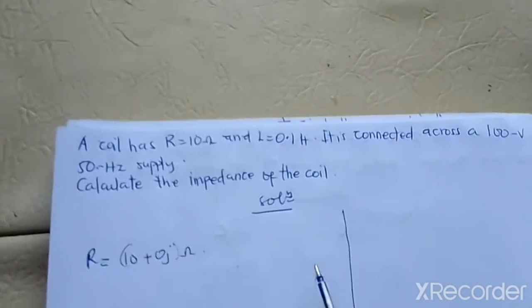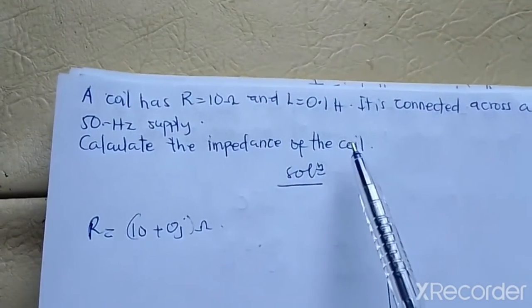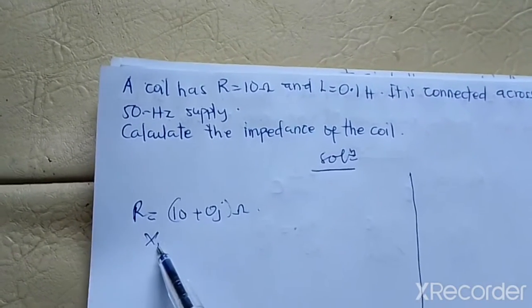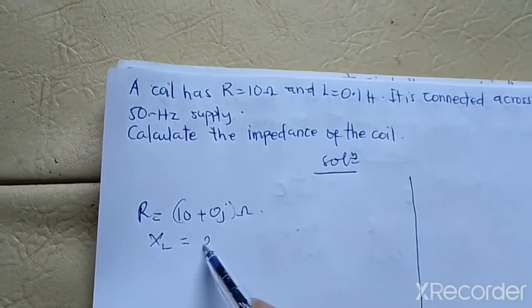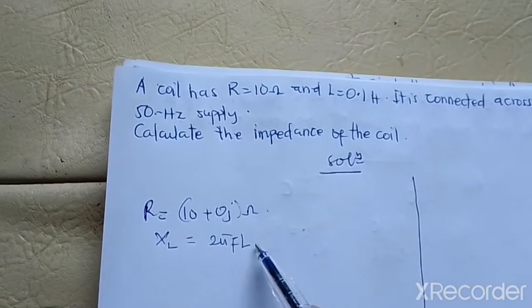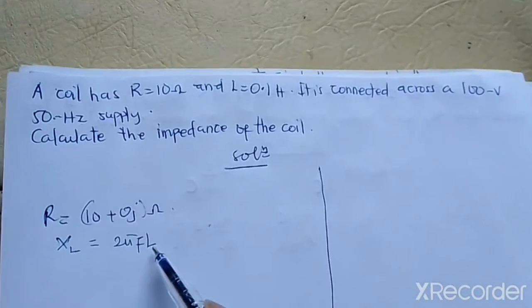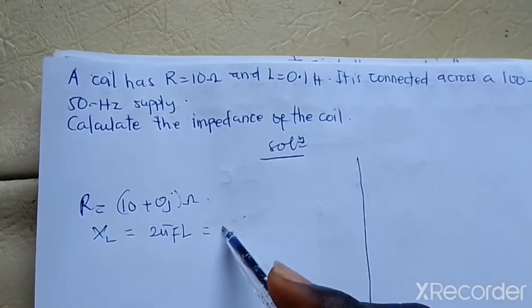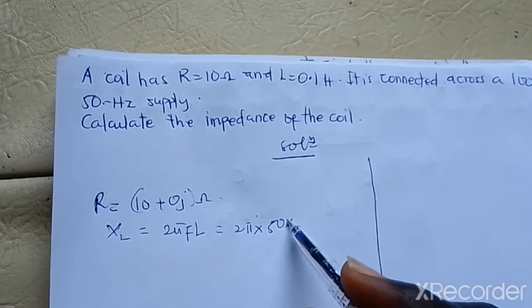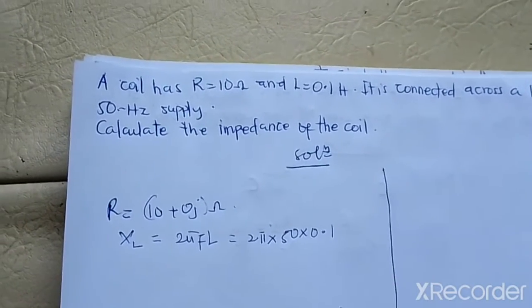Now they give us inductance, so you have to find the inductive reactance, that is XL. Now XL is given by 2 pi FL, where L is the inductance and F is the frequency. In the question, we're given frequency as 50 Hz. So you're going to have 2 pi multiplying 50 multiplying 0.1.